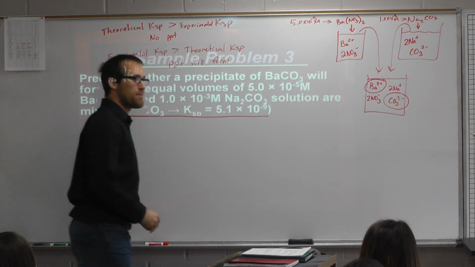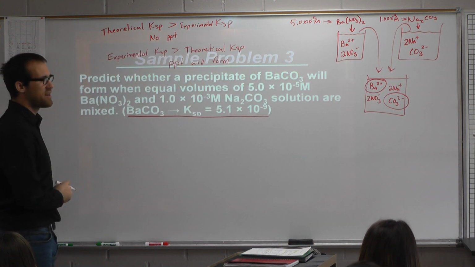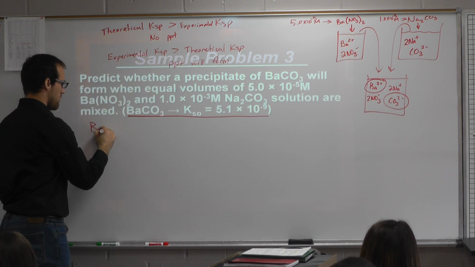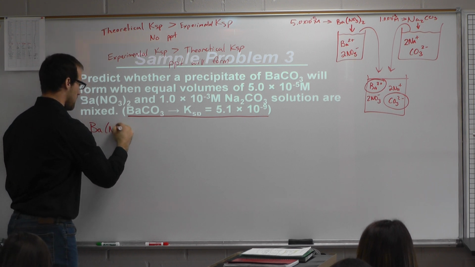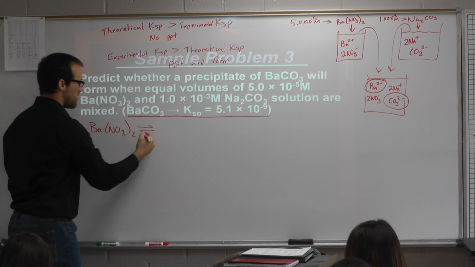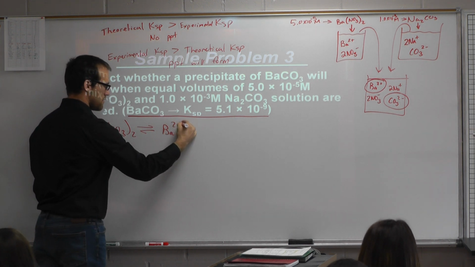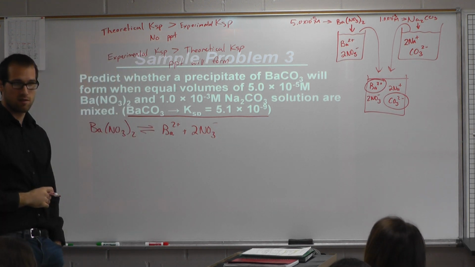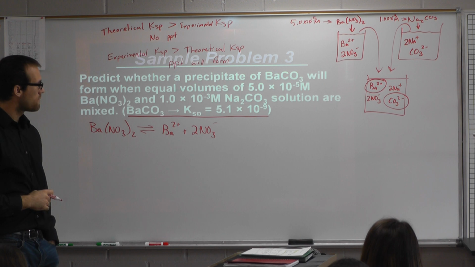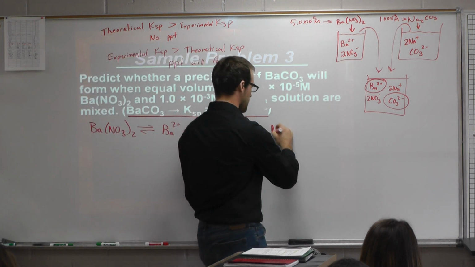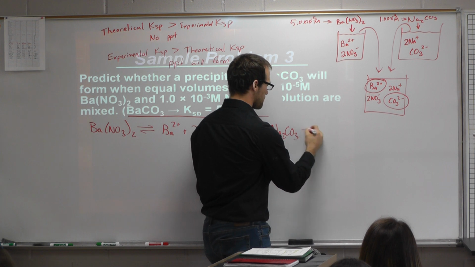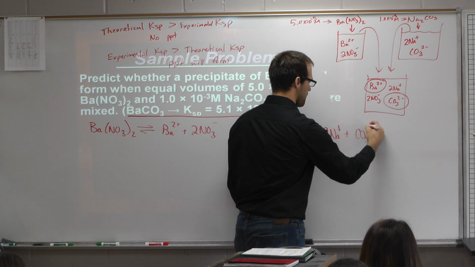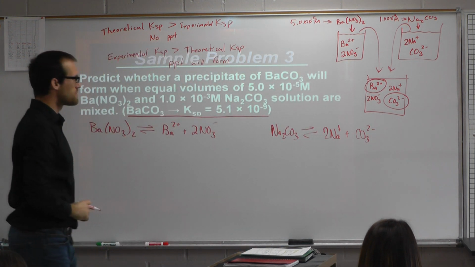So what I think is the best way to start is to write the equations for both of your solutions to begin with. So we have BaNO3, and we kind of already did this. We said it was Ba2+ and 2NO3-. That's our first salt, and our second salt was this. There's my second.